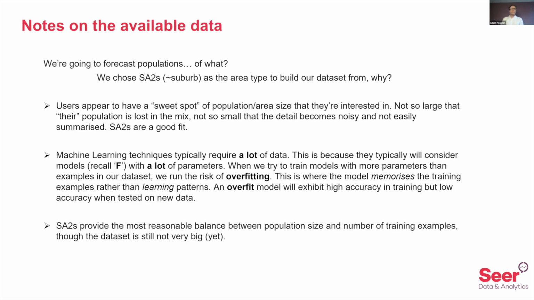So some notes on the available data. This content really was prepared for an Australian audience, so I apologize, I'm going to reference a thing called an SA2, but that's like a suburb you can think of. An SA2 is kind of like how our Australian Bureau of Statistics likes to describe areas that are about the size of a suburb in Australia. And so essentially we chose SA2s as the region that we were going to use as the basis for our modeling. The reason for that is that users, or people who consume the kind of information that we're talking about, tend to have a sweet spot of that population and area size that they're interested in.